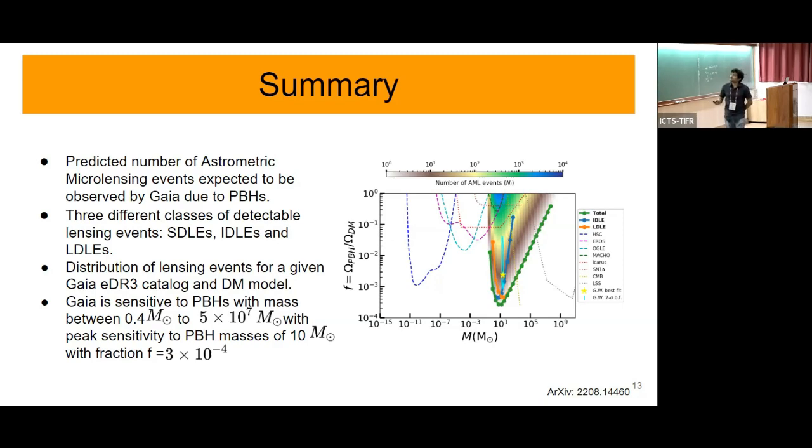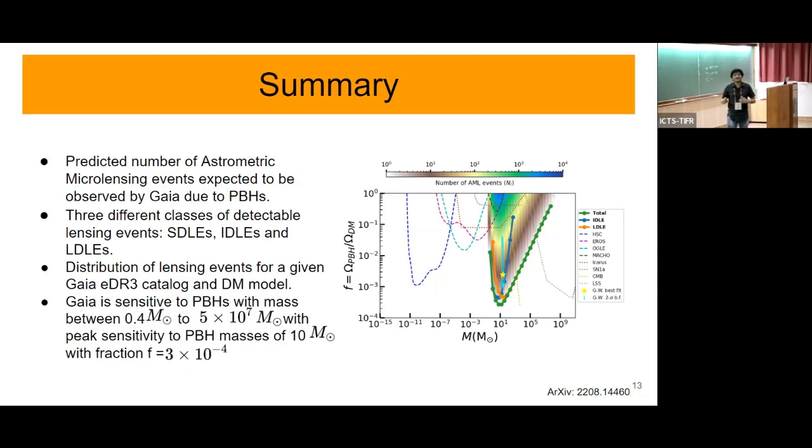Right. So if you go to the lower end, as I told you, the shift depends on the Einstein angle, and that Einstein angle is the square root of mass. So if you reduce mass, then the shift will be small and it will go below, let's say, 0.2 milliarcsecond. So that is the lower cutoff.